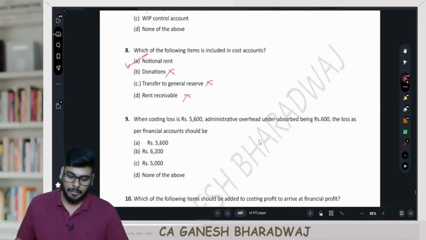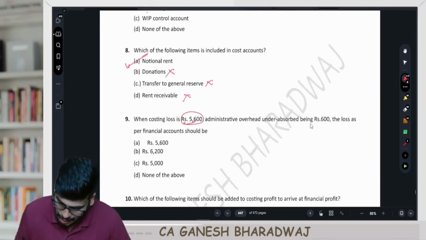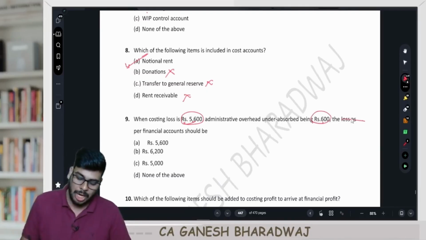Then, when the costing loss is 5,600, with admin overheads under-absorbed being 600, the loss as per financial accounts should be how much?